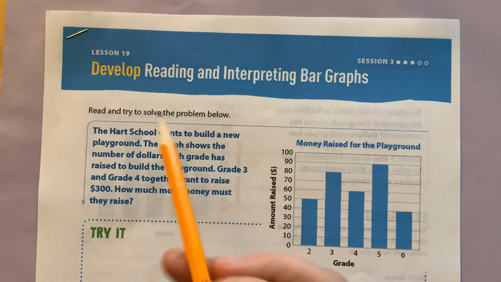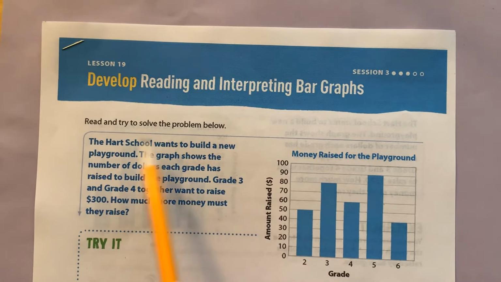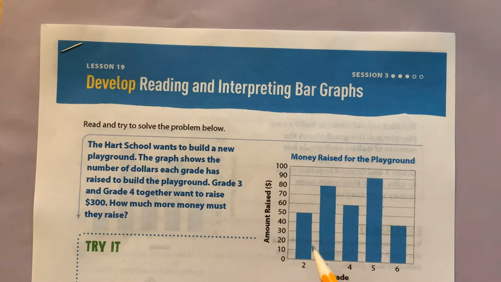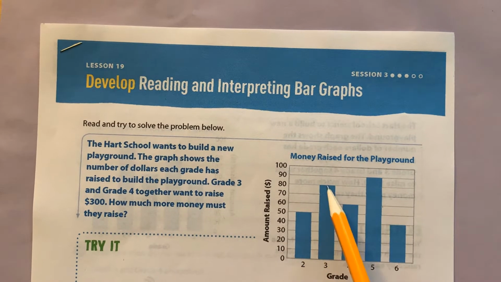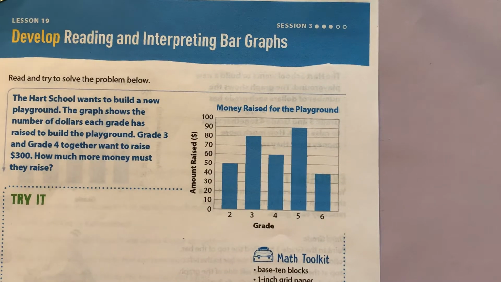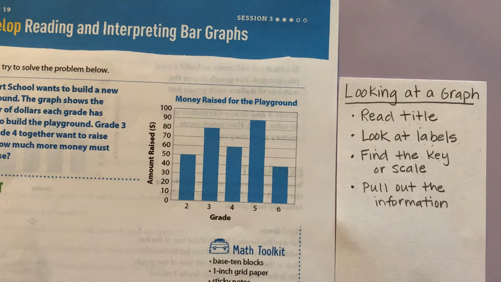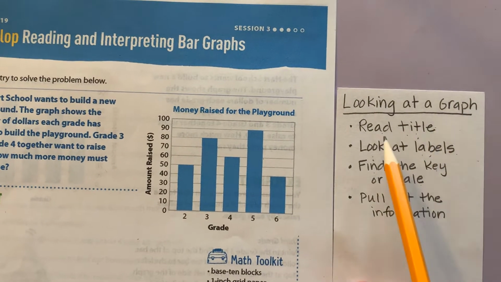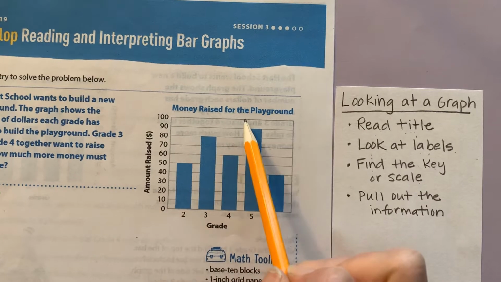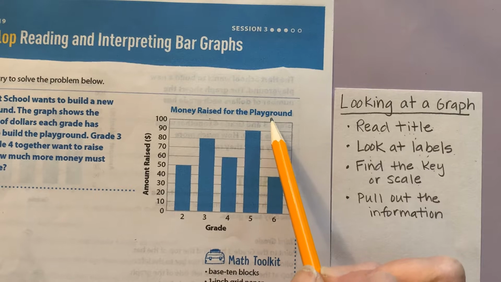Okay, so we're going to read and try to solve the problem below. Now, I notice that I have the word problem on the left and my graph on the right, and this is a bar graph. Notice that there are bars instead of pictures. Now, to do graphs, we want to make sure we're following along with our little list here. What's the first thing we do when we're looking at a graph? We read the title. Let's go ahead and read the title. Money raised for the playground. Ooh, there's a playground and they want to probably put something in it.